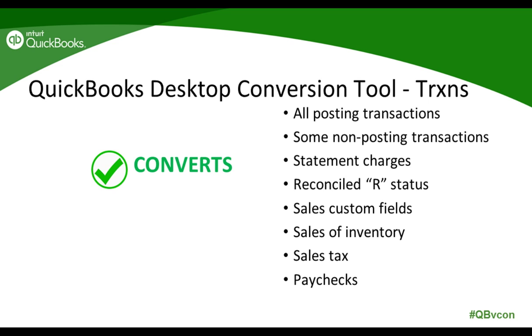Now, if you convert from QuickBooks Desktop to QuickBooks Online and you elect not to turn on inventory, then there will be 3 lines on every invoice or sales receipt for each item that you sold.